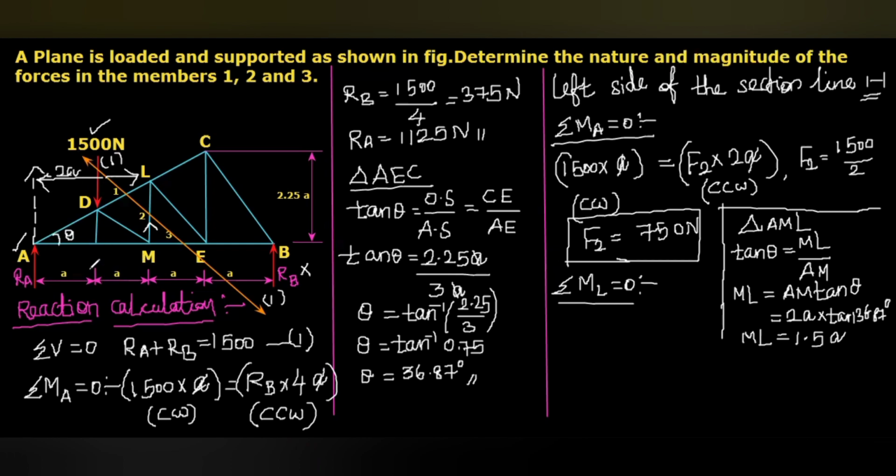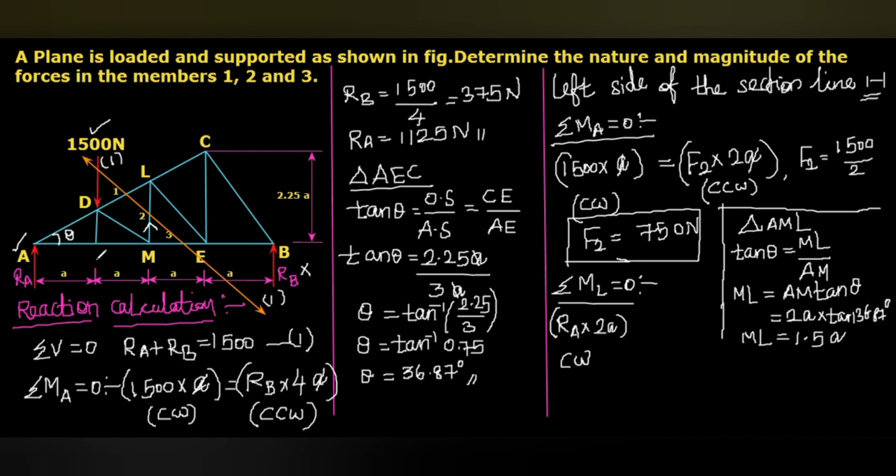Okay, at a distance 2a. So RA multiplied with the distance 2a from L. RA into 2a. This is in clockwise direction. Okay, I just erase this to avoid more lines. I just put that for understanding purpose only. So RA multiplied with 2a. This is in clockwise direction.